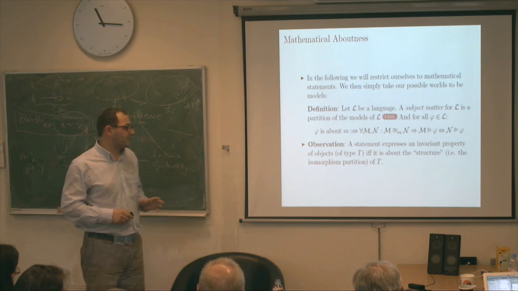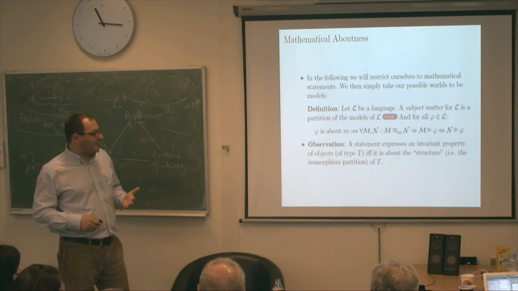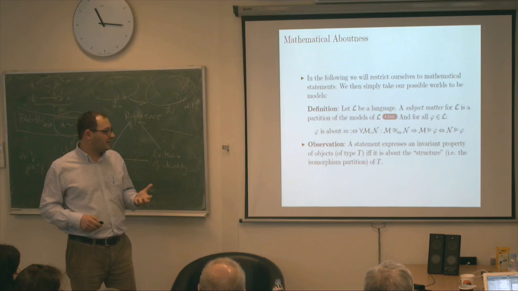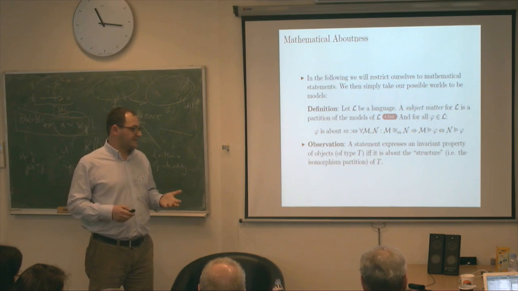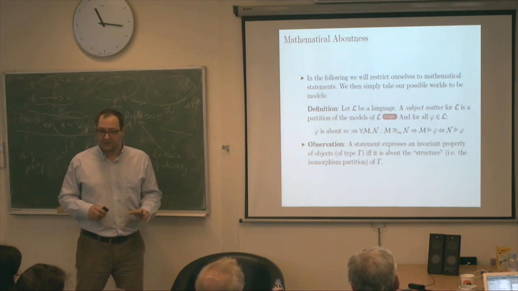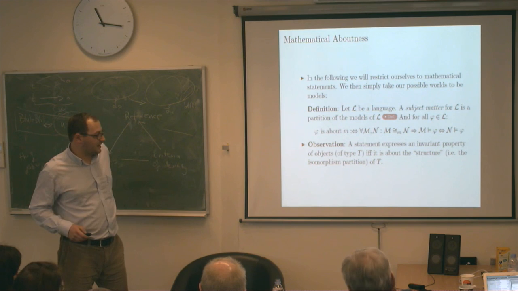And then it's an easy consequence of the way this notion of aboutness is set up and the invariance account specified above, that a statement that expresses an invariant property of a given type turns out to be about the structure, the isomorphism partitioning of a given space of objects T, if and only if it is a structural property according to the invariance account. So there seems to be a nice equivalence between Lewis's metaphysical picture and the invariant space specification of what structural properties are. Okay.